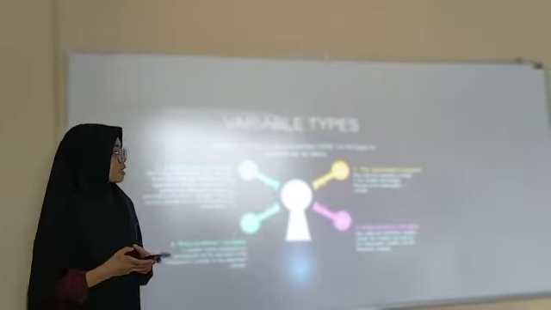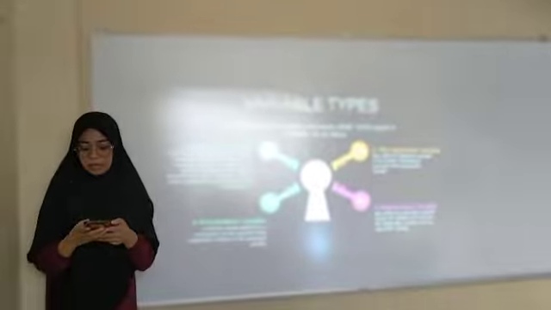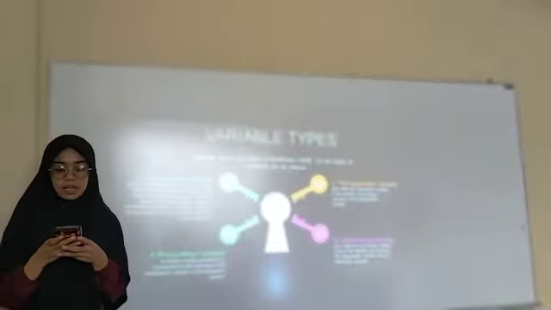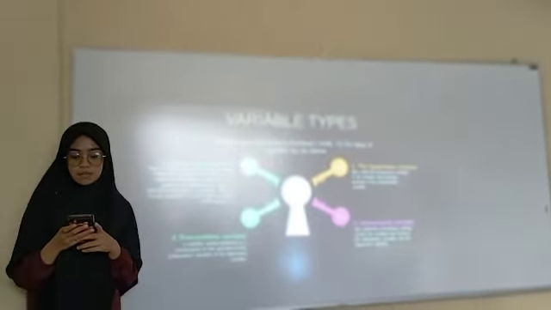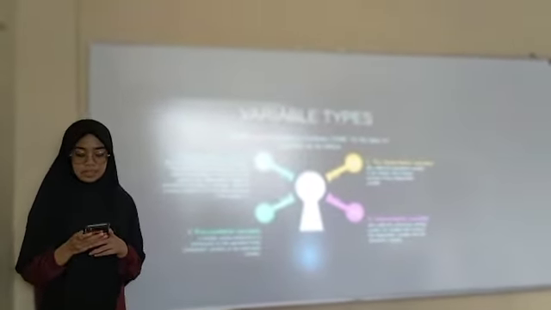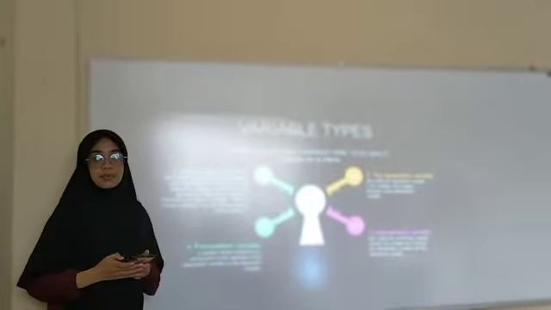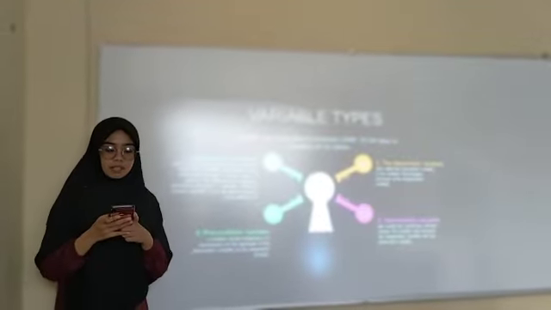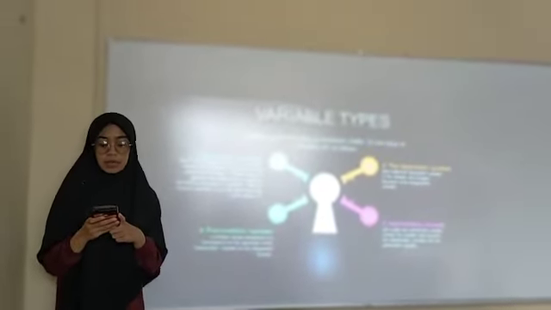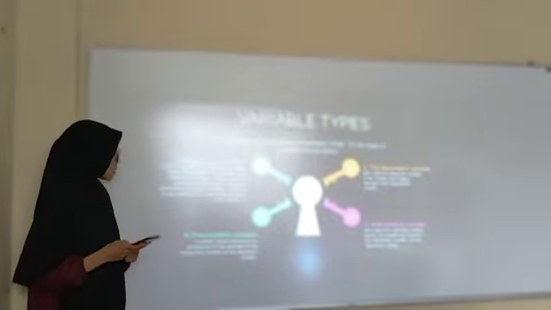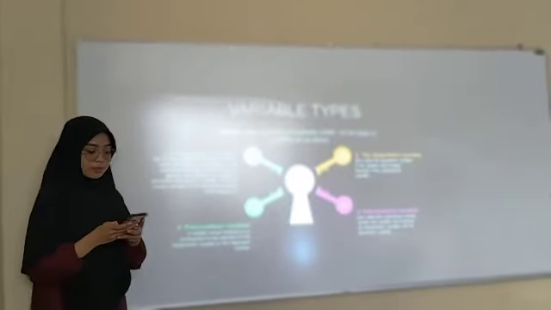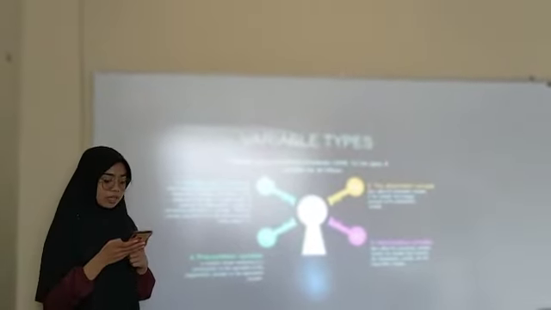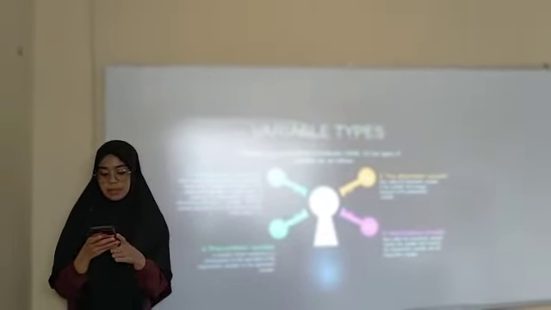And the second is the dependent variable. The dependent variable is the variable that changes because of the independent variable. And the third is the intermediary variable, also called the connecting variable, namely the variable that connects the independent variable with the dependent variable. And the last one is the precondition variable: a variable that exists as a prerequisite for the operation of the independent variable on the dependent variable.